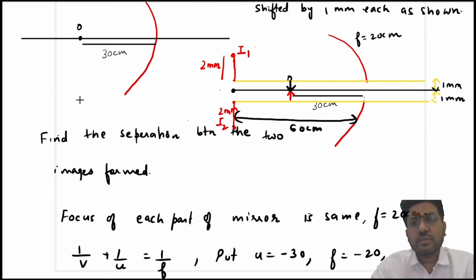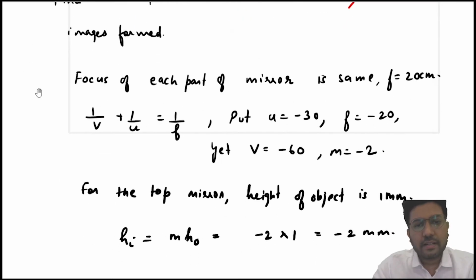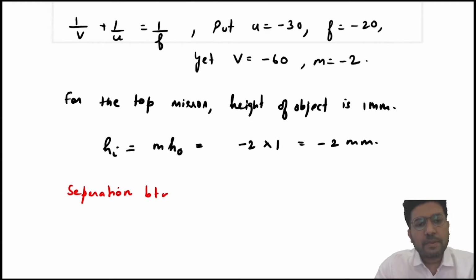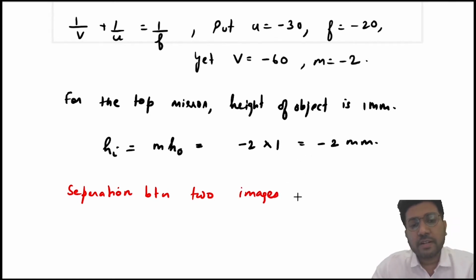So they have asked you in the question, find the separation between the two images formed. So the separation between the two images formed will be 2 millimeter from here, this is also 2 millimeter and this is also 2 millimeter. So the answer will be 6 millimeter. So the separation between the two images from two mirrors is 2 plus 2 plus 2, and that is 6 millimeter.